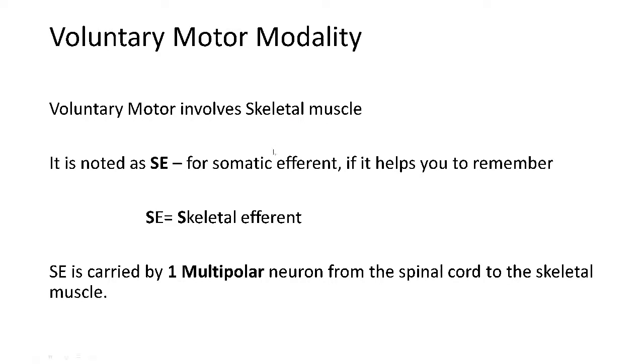We have voluntary motor, which involves skeletal muscle because we don't voluntarily move our stomach. It moves on its own. But we do move the skeletal muscle. And we notate that in the short form as SE, which stands for somatic efferent. But if it helps you to remember, use skeletal efferent, SE. And it's about one multipolar neuron. Remember that the multipolar neuron is the one that has all these branches off of it. And then they come out like this.